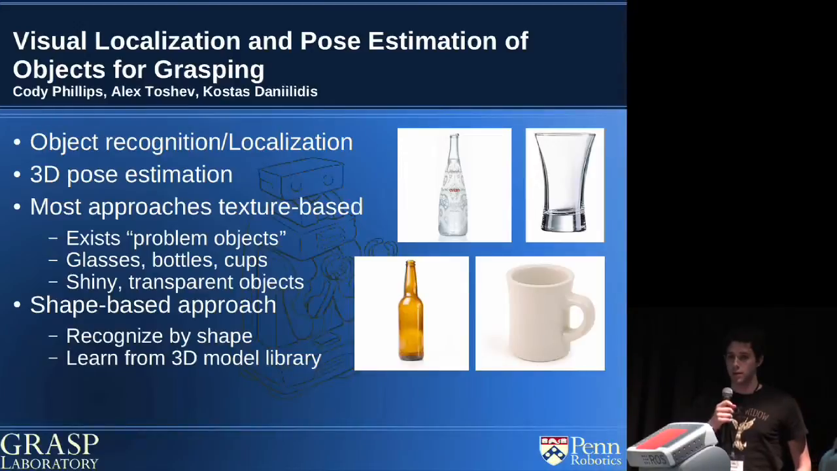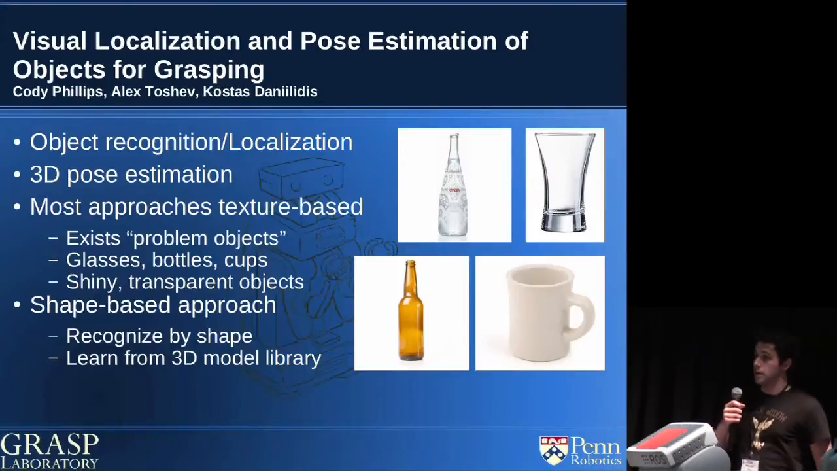Most of the approaches for stereo images require that the objects are textured. Objects that are difficult to handle are transparent objects, objects with high specularity, and objects that are just devoid of texture.